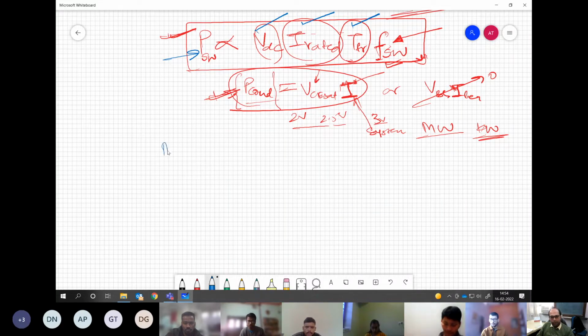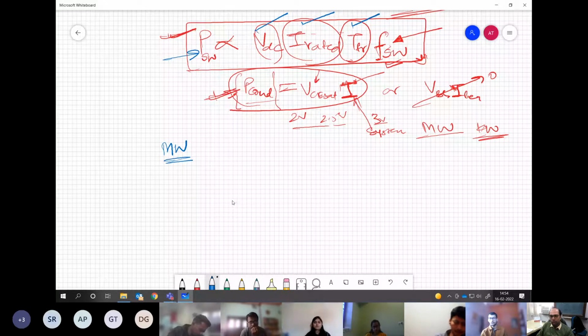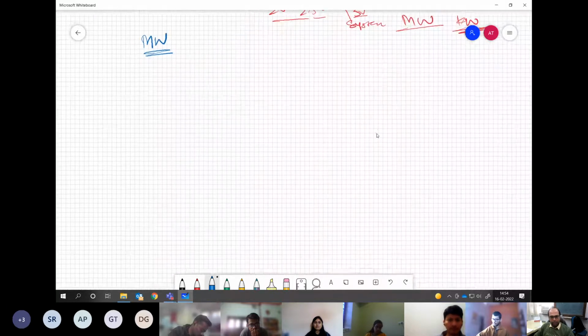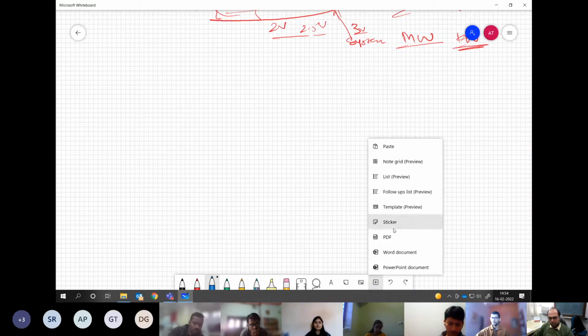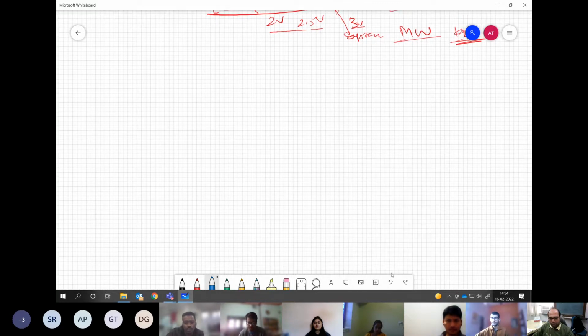Particularly when we talk about megawatt power level systems, I will bring up another graph to understand first the application of drives, then you will have a better view of what is happening. Okay, I can't bring it here.